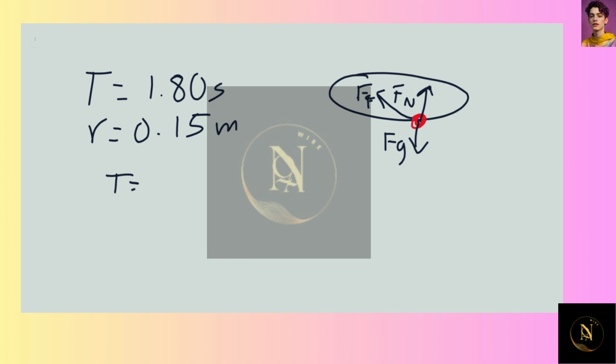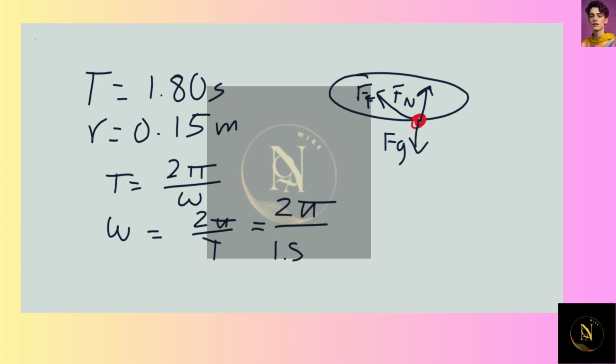We know that T is equal to 2 pi over omega, so that means that omega must be 2 pi over T, and we're given T in this problem, so all we have to do is plug in our quantity. We get that omega is 2 pi over 1.80 seconds, and since the quantity above is in units of radians, we get that omega is equal to 10 pi ninths rad per second.